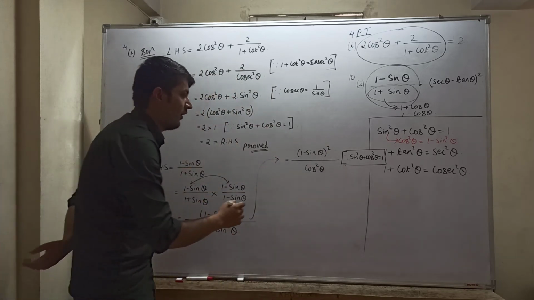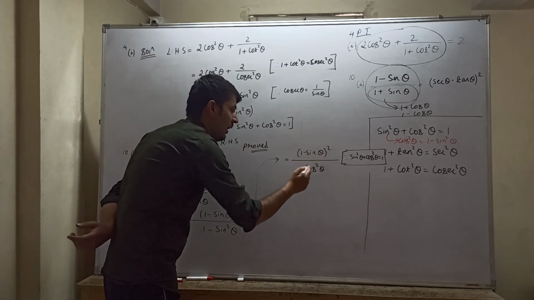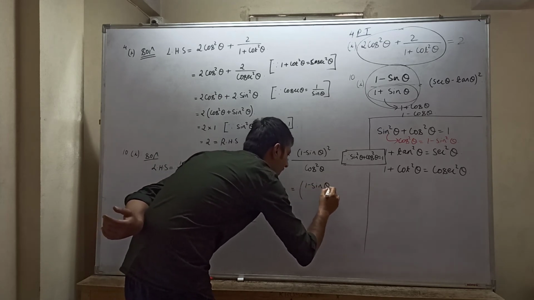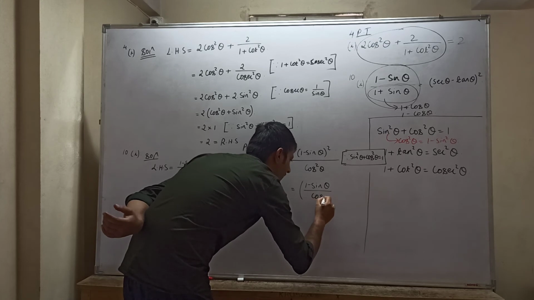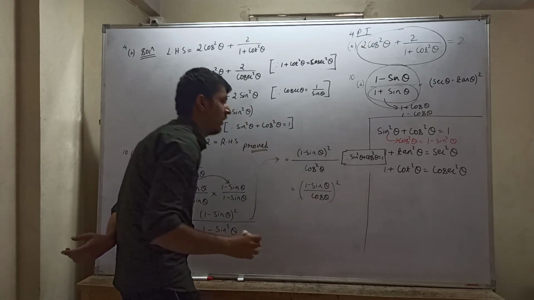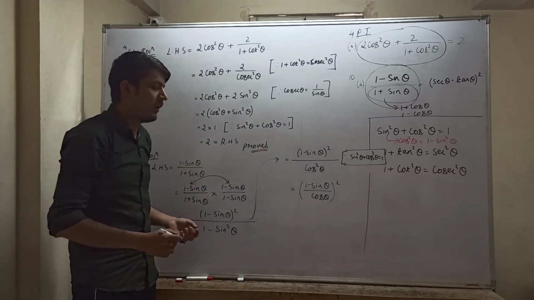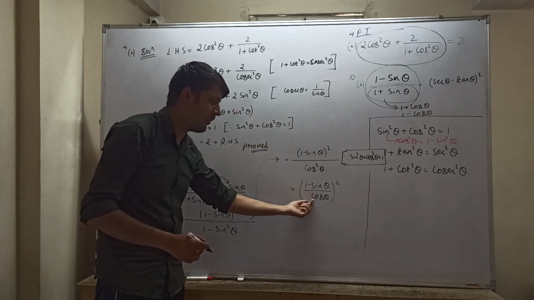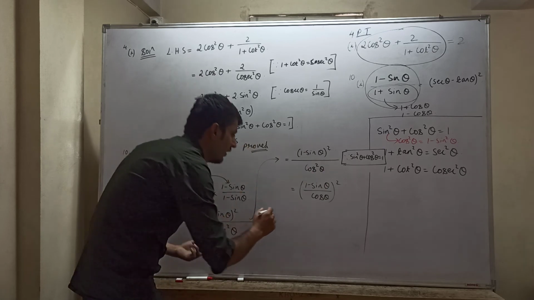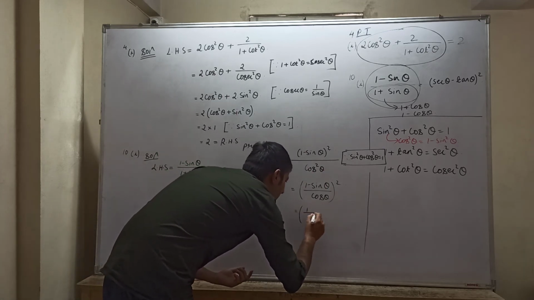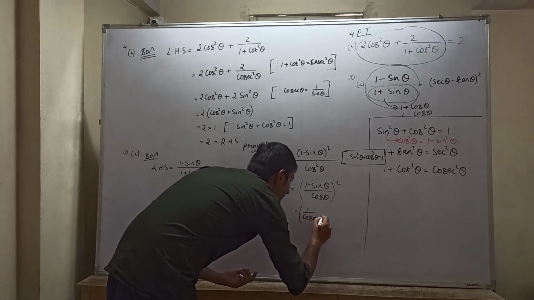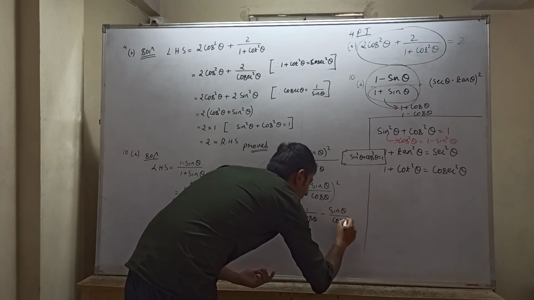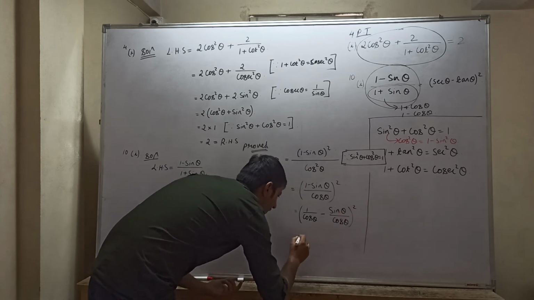Now, let's see. Here you have a square, here you have a square. So this expression can be written as 1 minus sine theta by cos theta whole thing square. I hope so. This is alright for you. Now what you will be doing? You separate, okay? You take it 1 by cos theta, sine by cos theta. So it will become how much? It will become 1 by cos of theta minus sine theta by cos of theta whole thing square, and that is equal to how much?